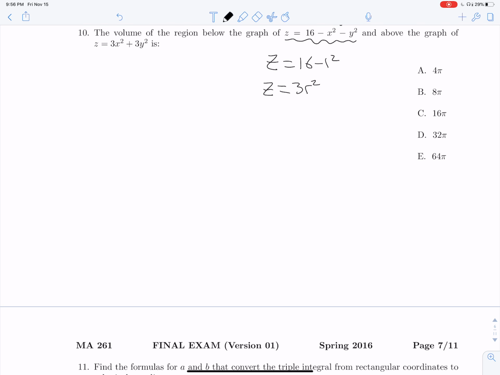And if we were to graph these, they'd both be cones. This one would be a much sharper cone, whereas this guy would be a downward facing, more flat cone, and we're looking for this volume in here. And we see that this guy will be our upper bound and this guy will be our lower bound. And you can always tell with these whichever has the largest constant, because when r is equal to 0, it's that z equals that constant value that will determine which is above which.